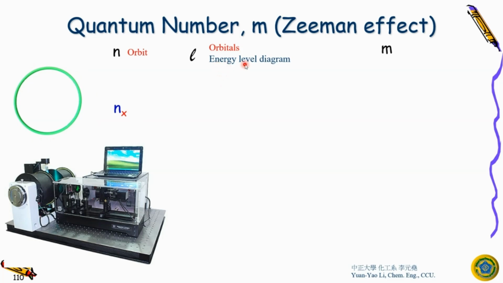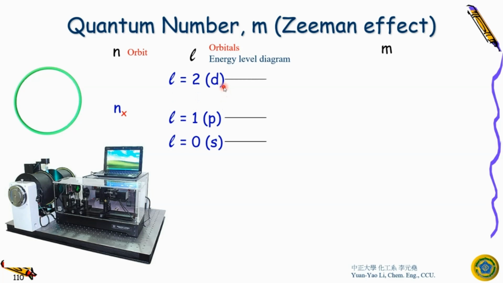So if we use the energy diagram to describe this, L equal to 0 is the S orbital. L equal to 1 is the P orbital. L equal to 2 is the D orbital. And this is the energy level diagram, which is low energy, high energy, higher energy, and the highest energy.